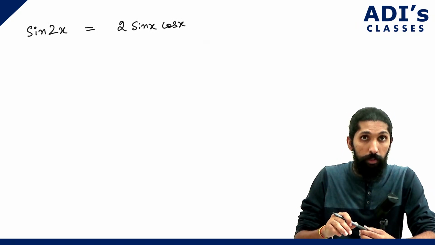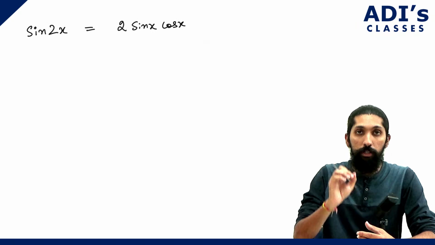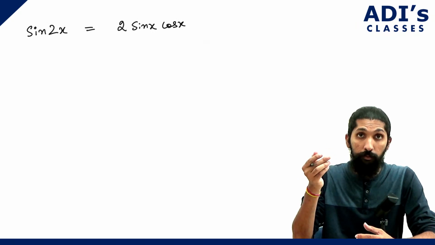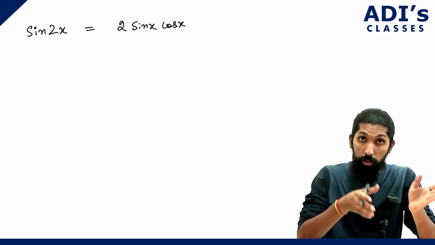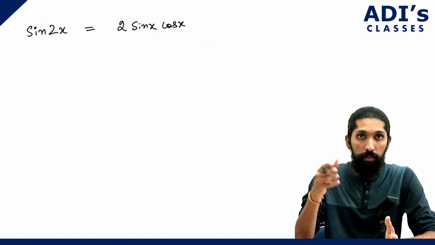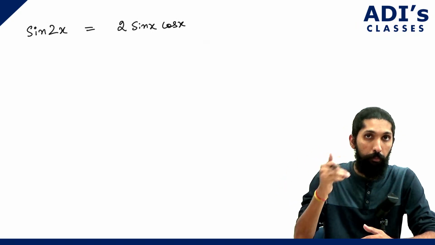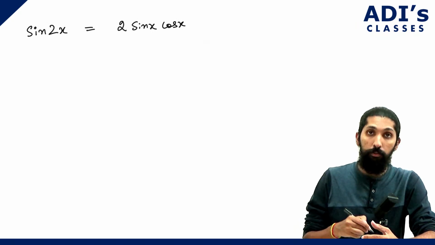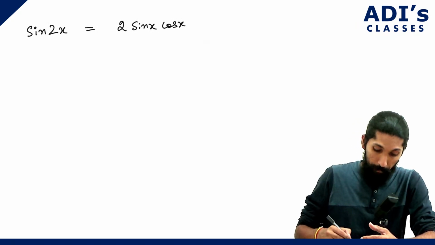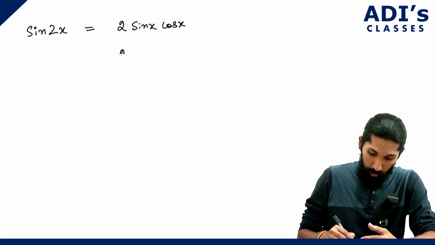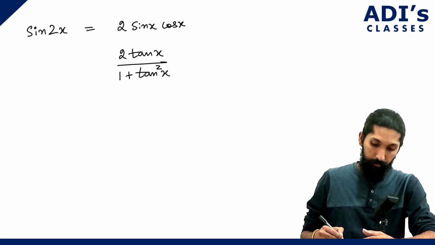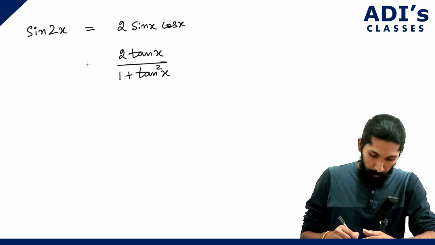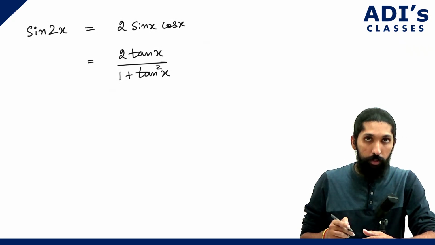There is one more formula with respect to tan. Tan is probably the most versatile trigonometric function because you can convert sine 2x in terms of tan, cos 2x in terms of tan, and of course tan 2x is in terms of tan. That's why tan is very important. So sine 2x is 2 sin x cos x. Another formula is 2 tan x divided by 1 plus tan square x. These are the two formulas we have for sine 2x.